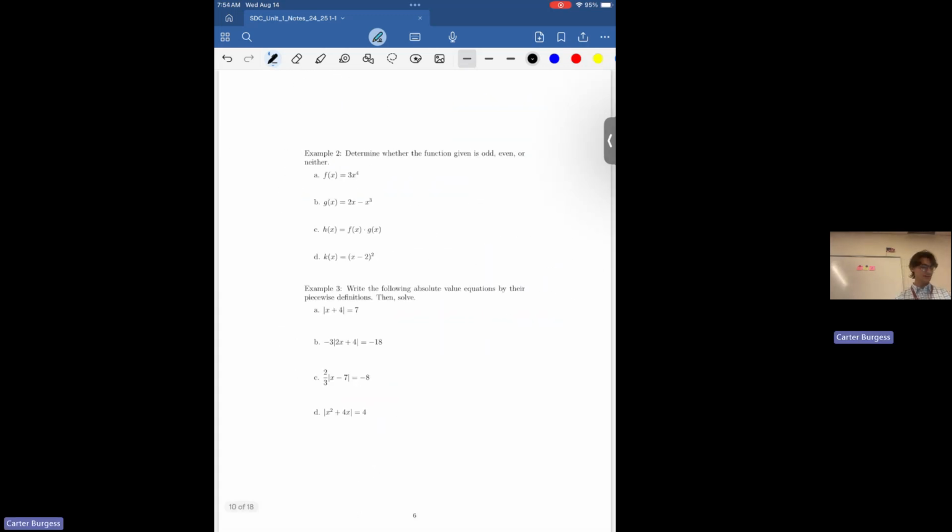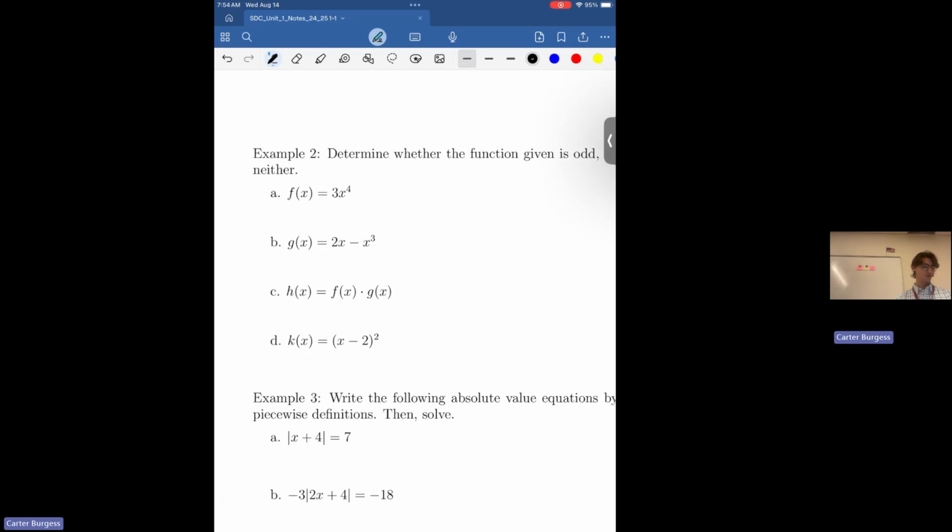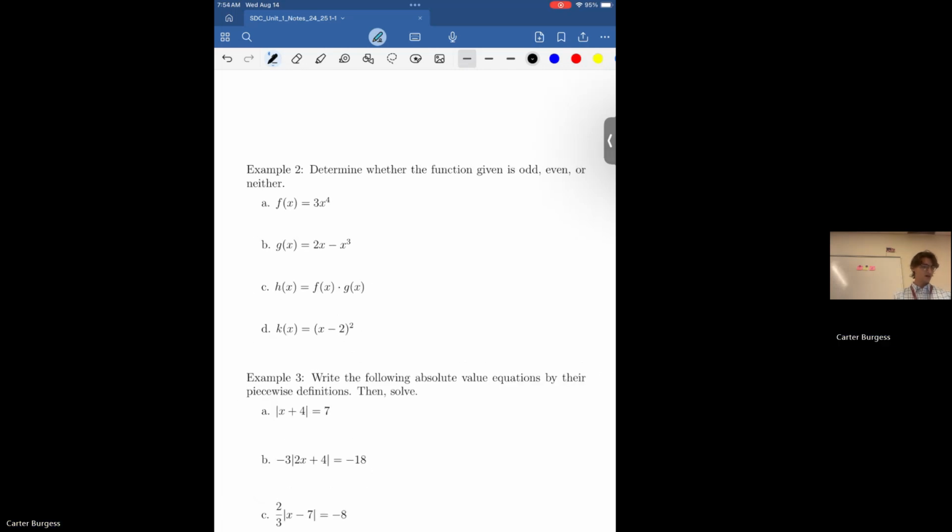So let's take a look here at example 2. Our goal is to determine whether what we are looking at is odd, even, or entirely possible, neither. Entirely possible that when we plug in negative x, it's just not going to behave in a way that we can really do anything with. Which is totally fine.